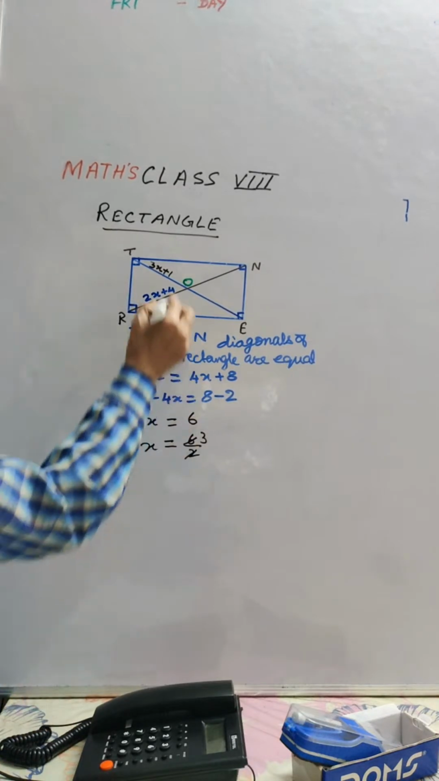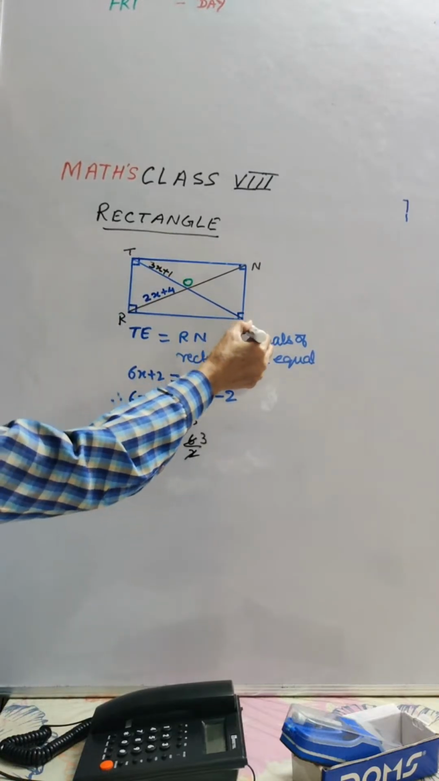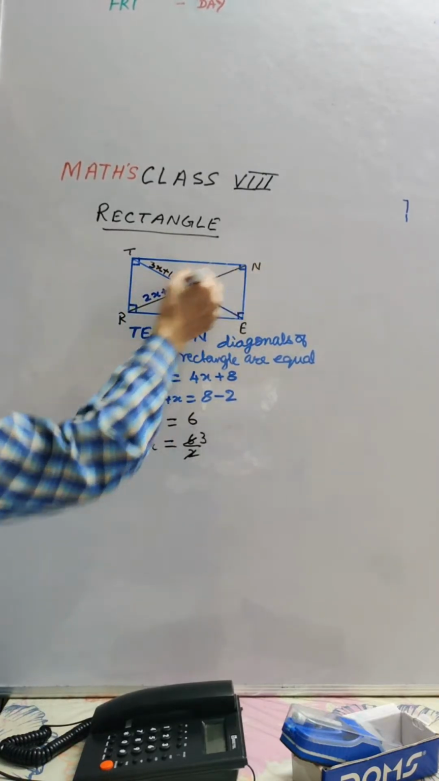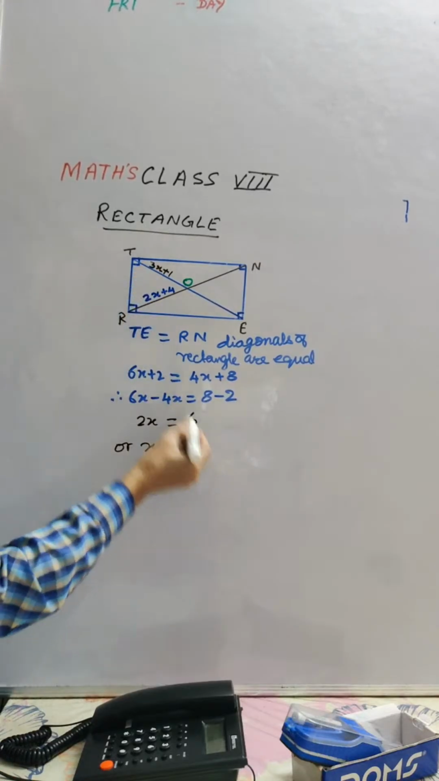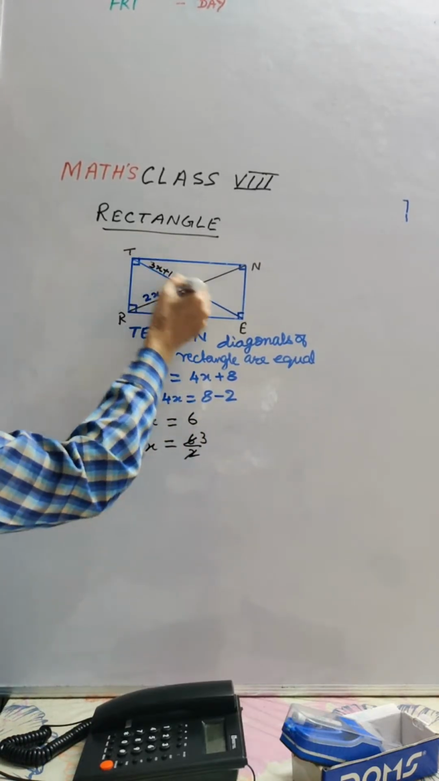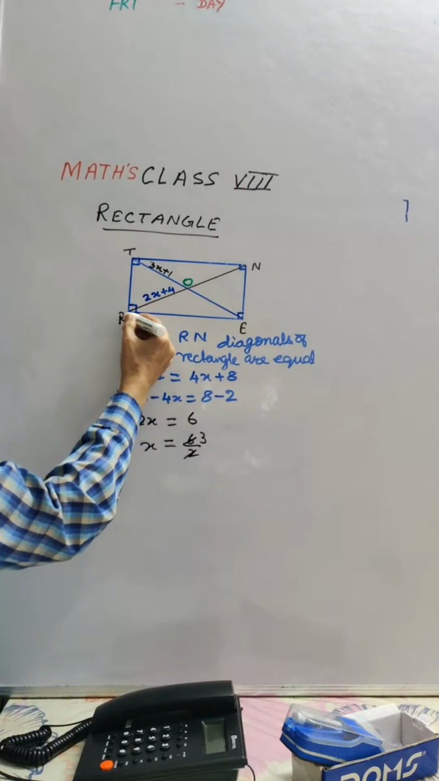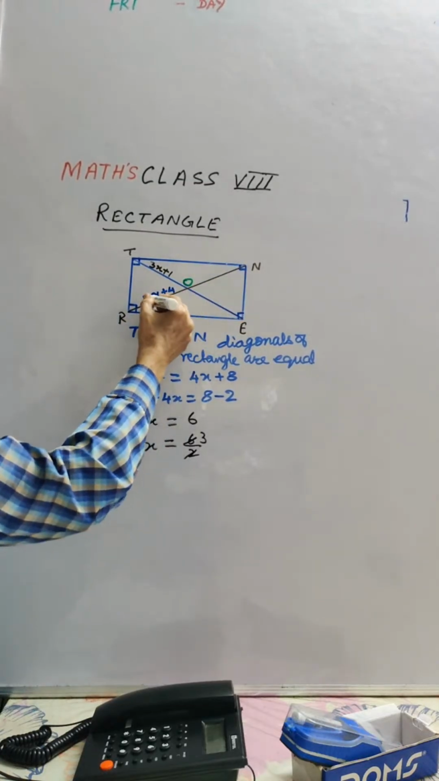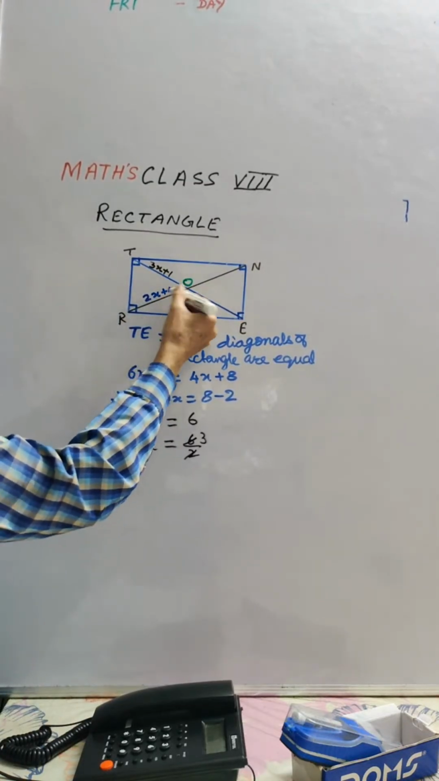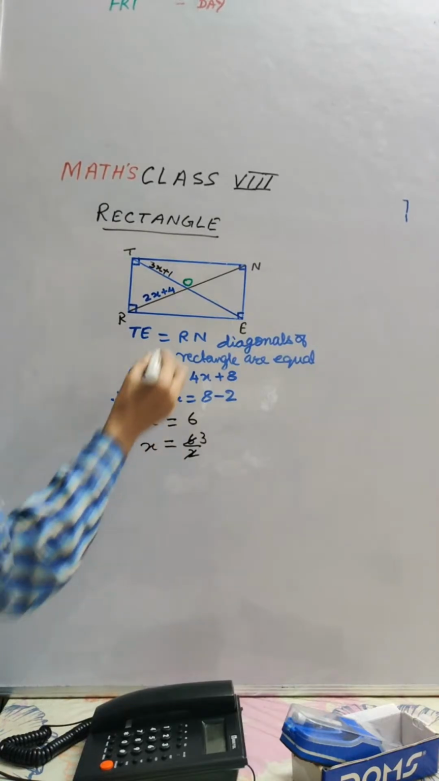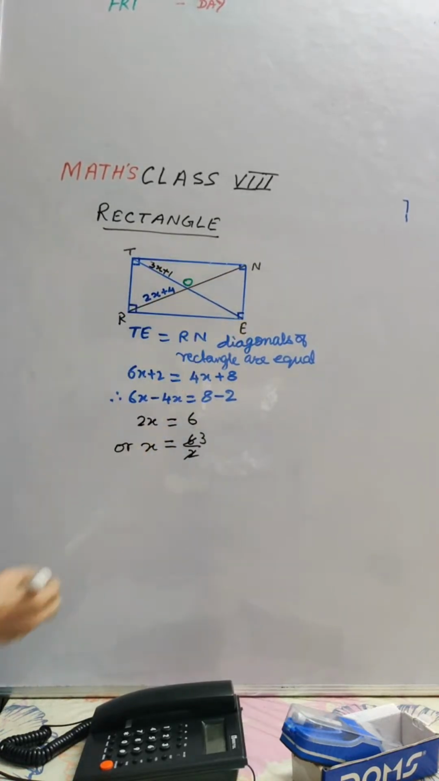If we want to find the length of the diagonal of this rectangle, 3 times 3 is 9 plus 1 is 10. 10 will be TE and so will be RN: 3 times 2 is 6 plus 4 is 10. This way, every way we are getting 10. This means that the lengths of the diagonals of a rectangle are equal.